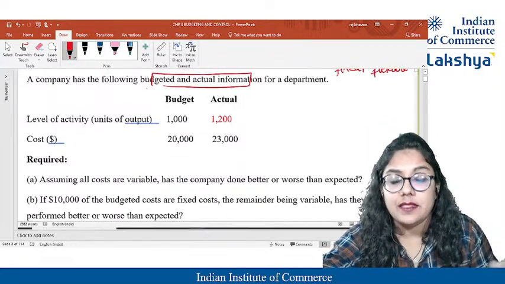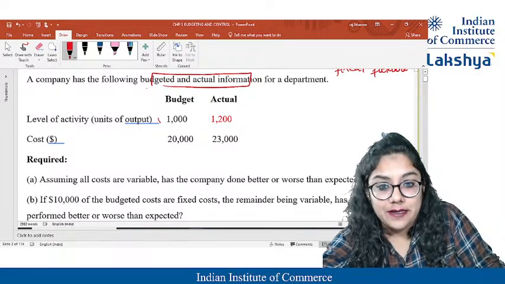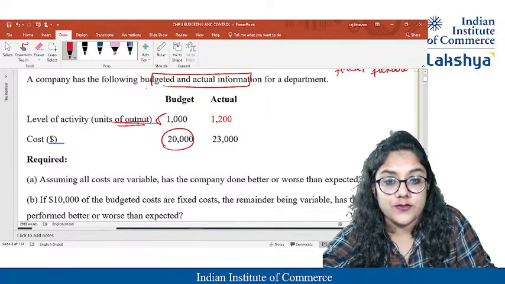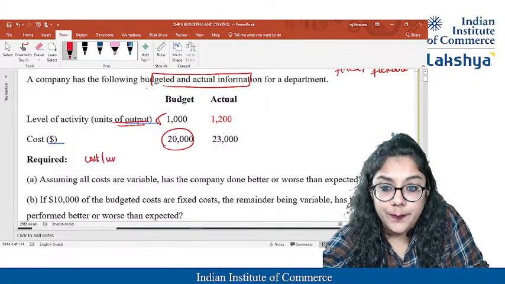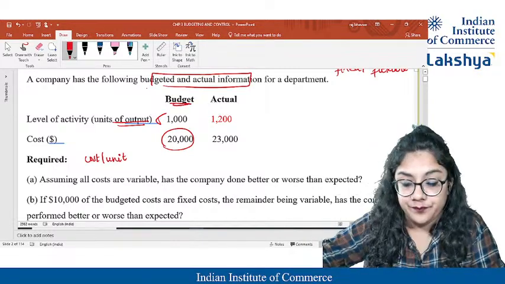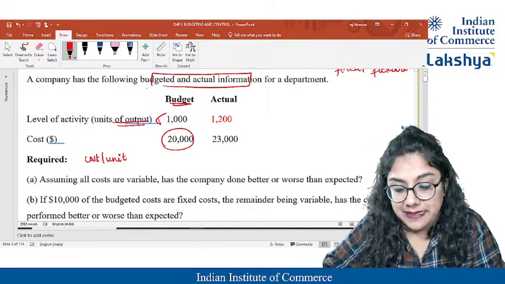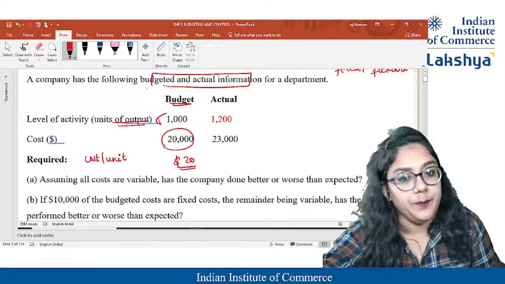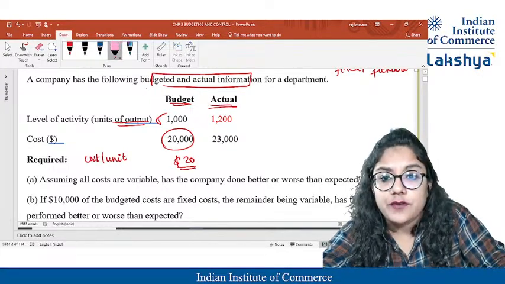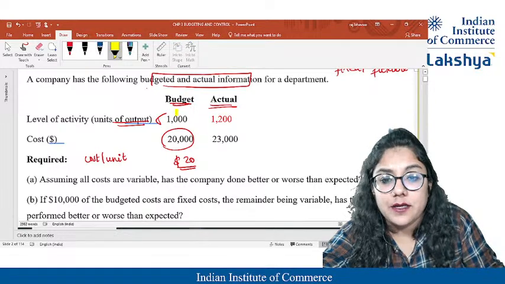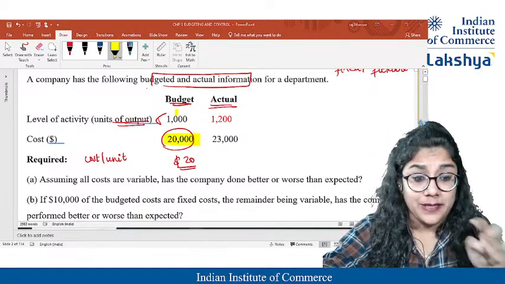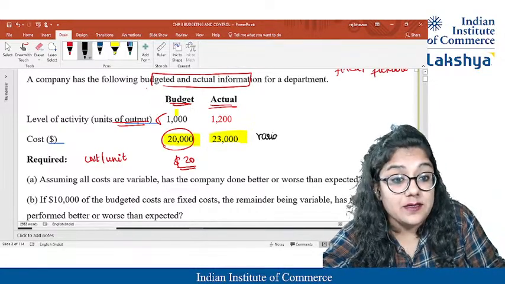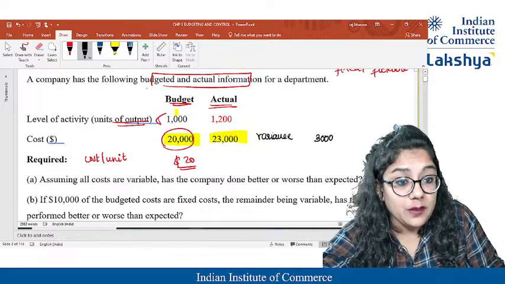Just trying to understand it. The budgets are given. The level of activity is 1000 units. I am having this much output and this is my cost. Can you tell me what is the budgeted cost per unit? 20,000 divided by 1000, so it's $20 per unit. Now this is your actual cost. Your budgeted cost was 20,000, but you actually incurred 23,000. Ma'am, it's very bad, the variance is adverse of 3,000.